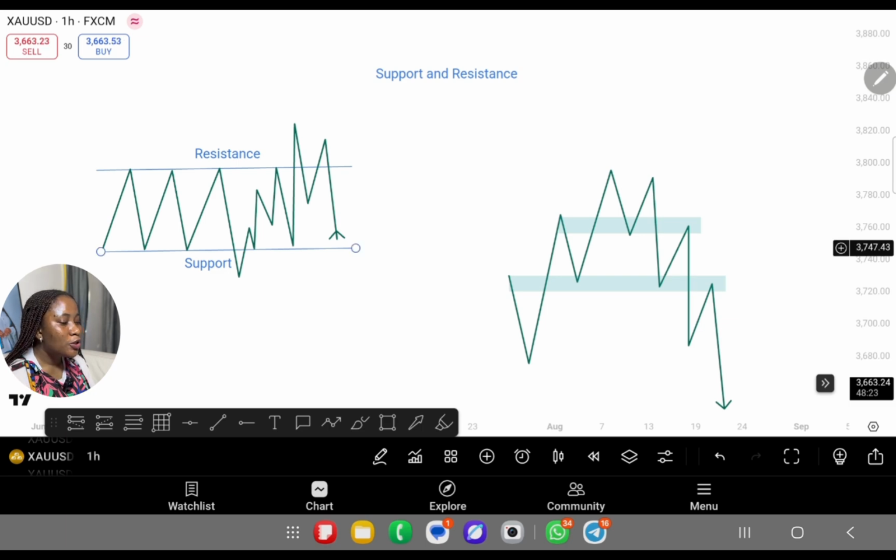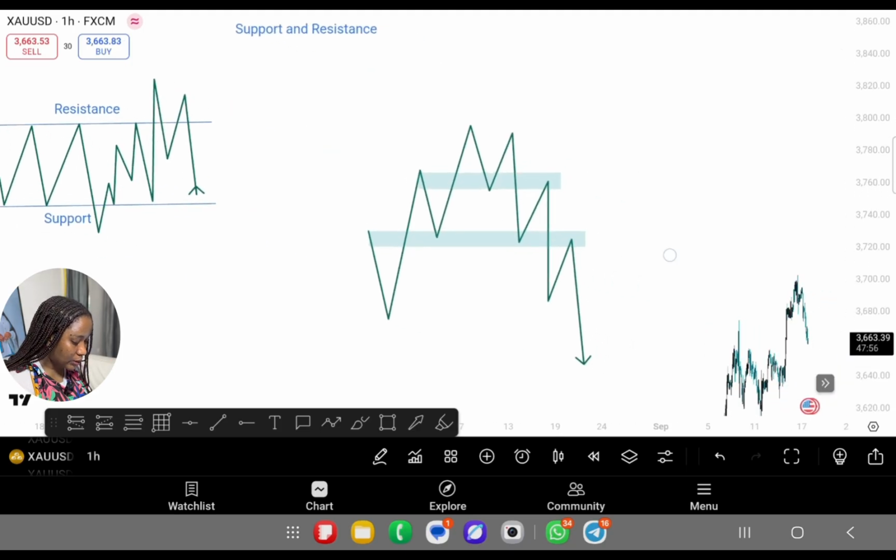The support stops the price from going lower. That's where the buyers will step in and say, we don't want this price to go any lower. And then the resistance is where sellers say, we don't want this price to go any higher. They will step in and push the price lower.